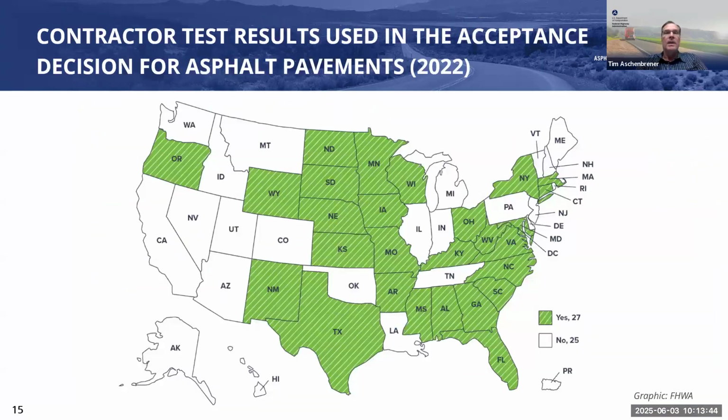If we look nationally, based on our most recent quality assurance assessment for asphalt pavements, we see probably over half the states, just over half the states, allow contractor test results to be used as part of the acceptance decision.